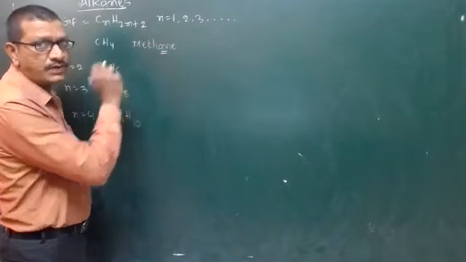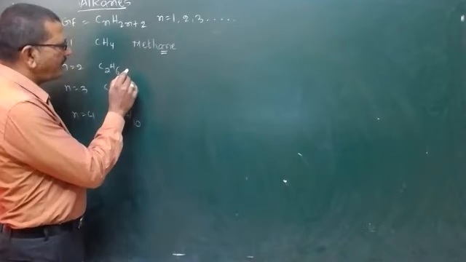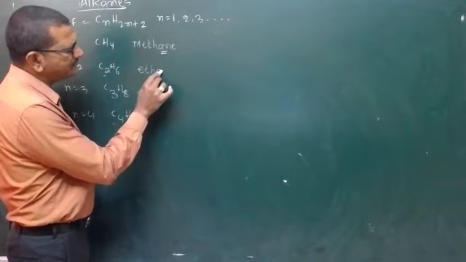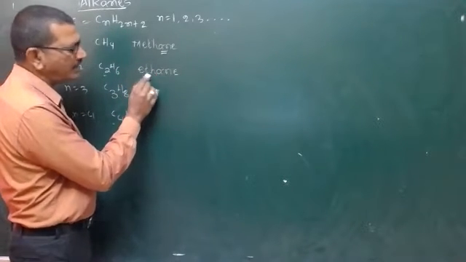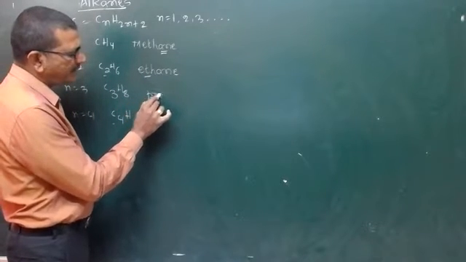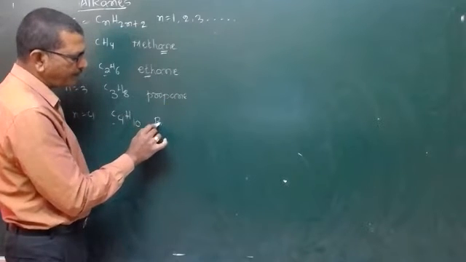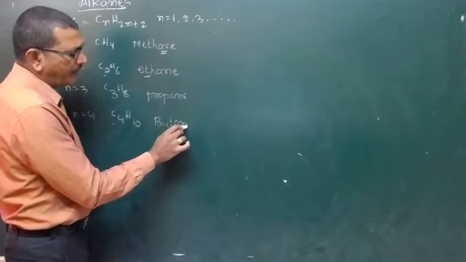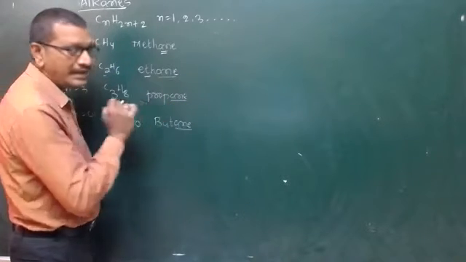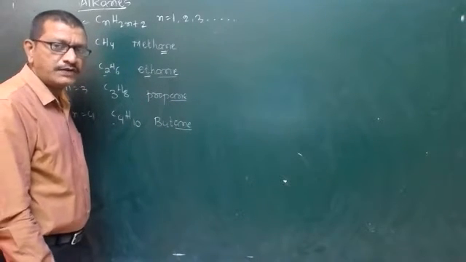The "ane" indicates what? It indicates a carbon-carbon single bond. How many carbons are present here? 2 carbons, that's why ethane. 3 carbons are present, that's why we write propane. 4 carbons are present, butane. Now, in all these compounds, what are we writing? "ane". That means a carbon-carbon single bond is present in all these compounds.